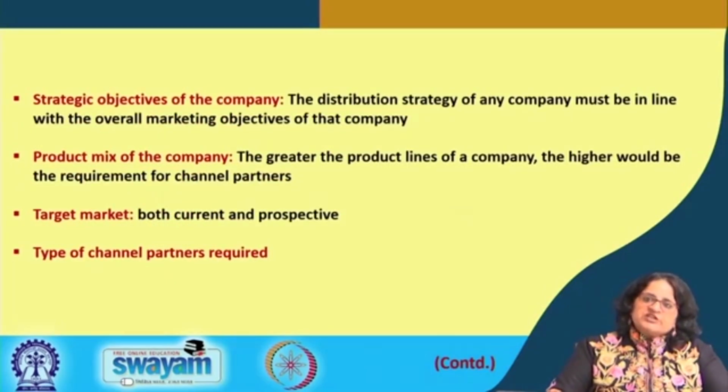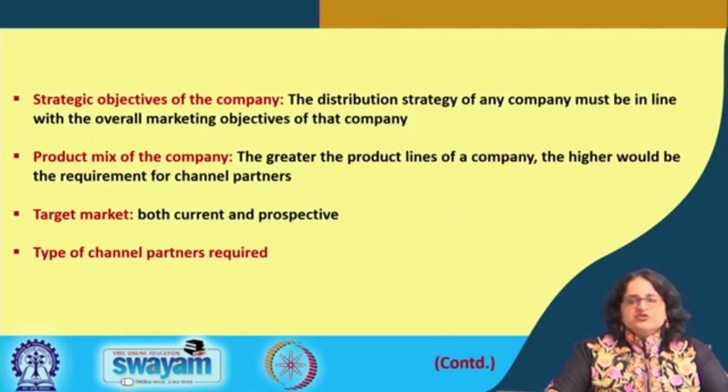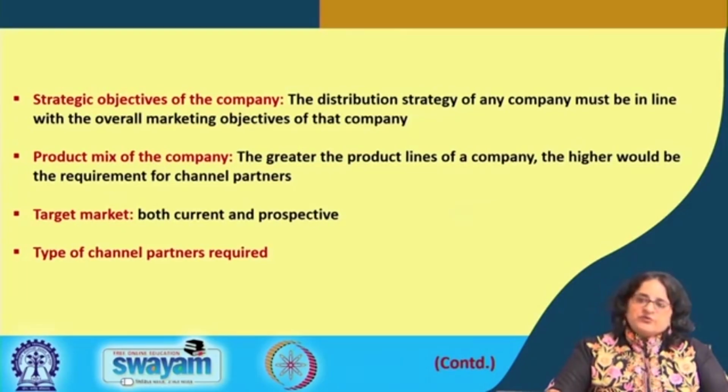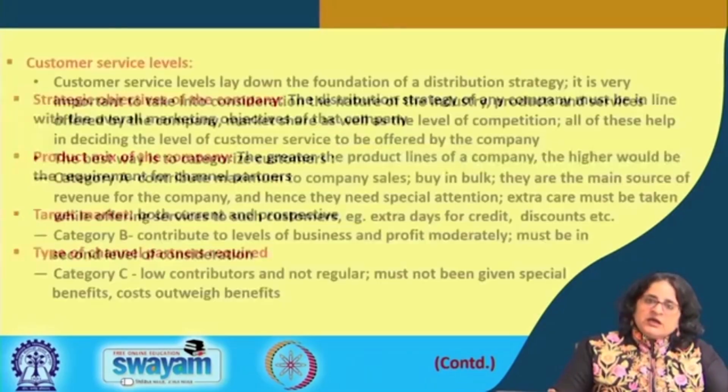So, the distribution strategy of a company must be in line with the overall strategic objectives of the company, and of course, the product mix is an important factor to be considered. The greater the product lines of the company, the higher would be the requirement for channel partners. With respect to target market, companies need to consider both the current and the prospective segments, and they also have to take decisions with respect to the kind of channel partners required.